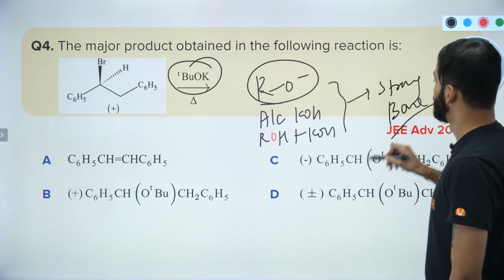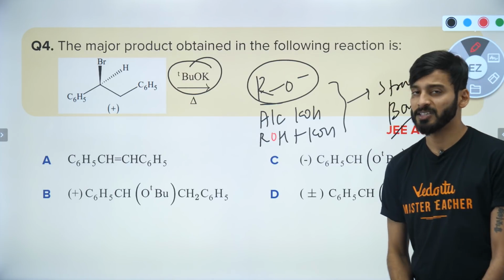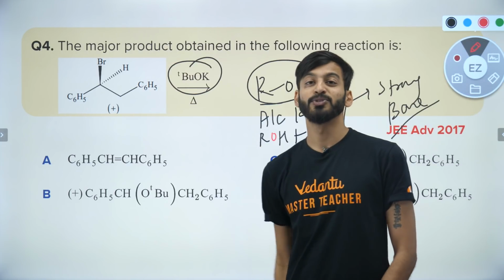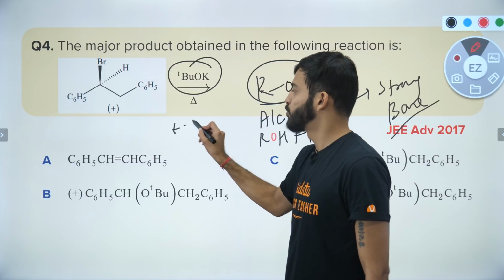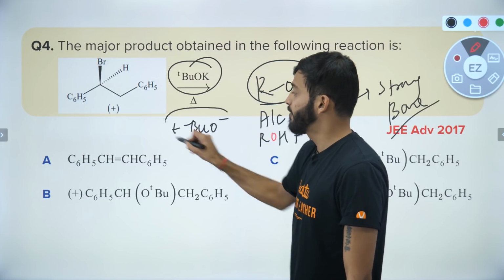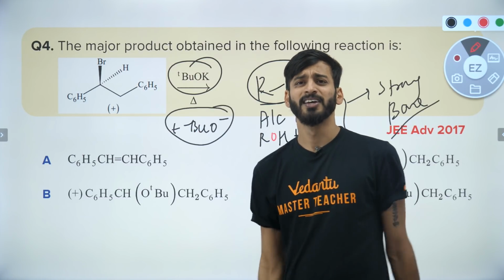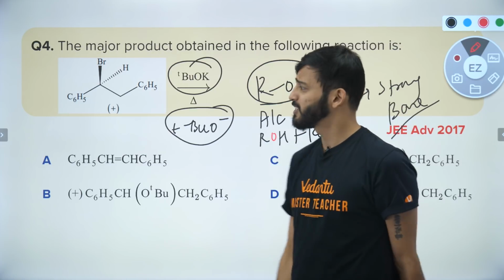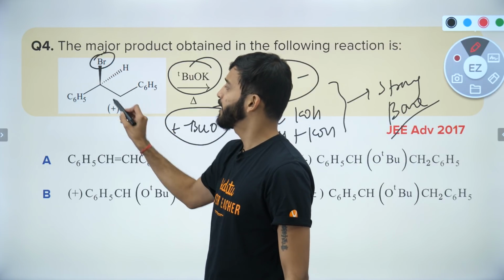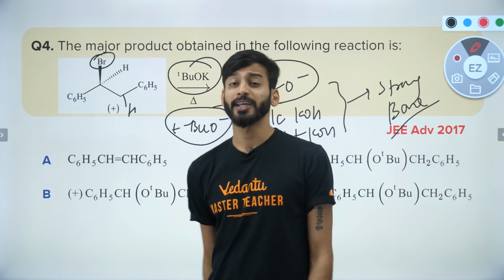So they have a tendency for elimination reaction. Tertiary butoxide is no different. This is nothing but tertiary butoxide. It is a very, very strong base and very bulky base. It will always go for elimination. यहाँ देखिए ब्रोमीन तैयार है, यहाँ से हाइड्रोजन निकल जाएगा और एक एल्कीन बन जाएगा.